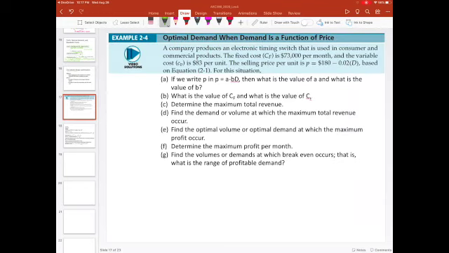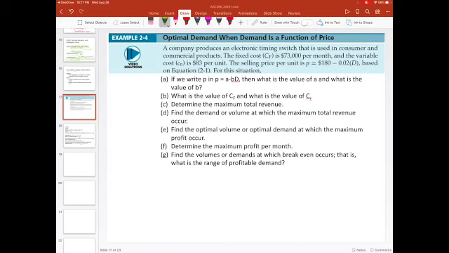Okay, now let's do this example together. This is a very important example, okay? So, you need to understand every step. This is actually the same example we have seen before, okay?